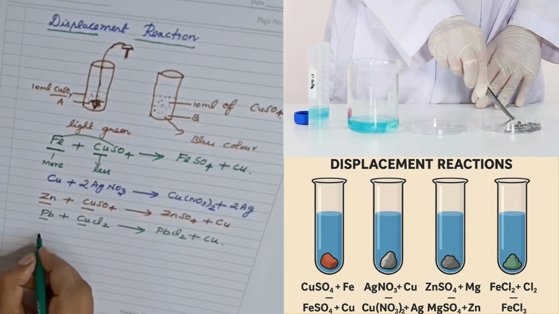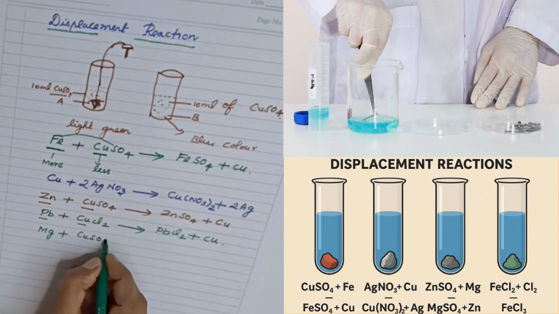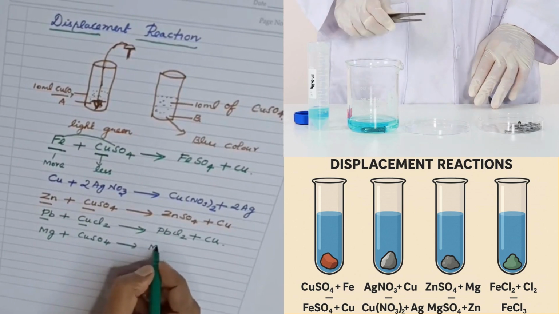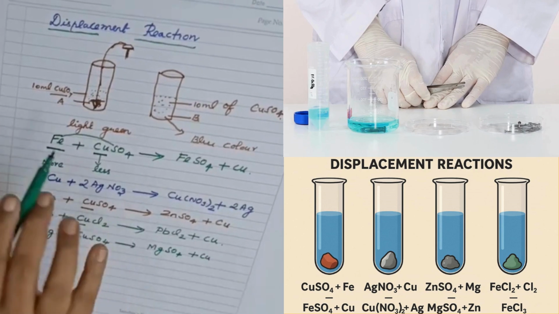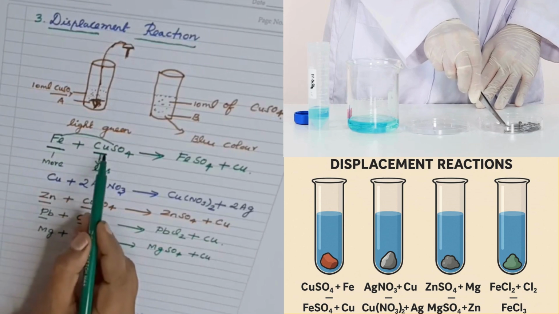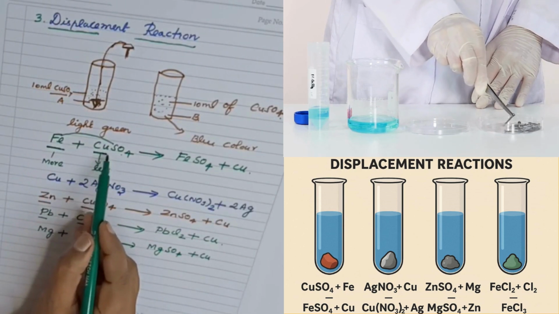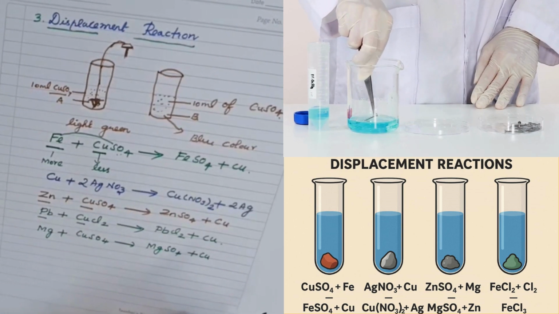Magnesium also we can write. Magnesium combines with copper sulfate to form magnesium sulfate plus copper. So, what is displacement? A more reactive element displaces a less reactive element from its compound, and this is called a displacement reaction.